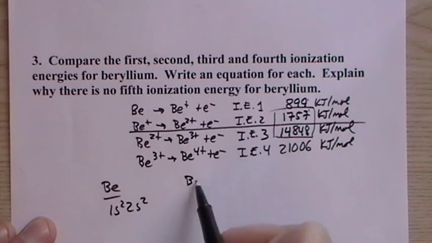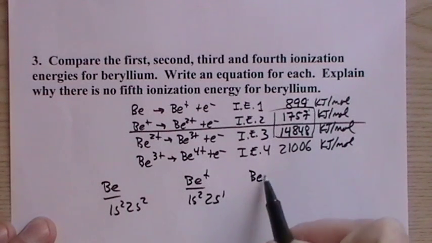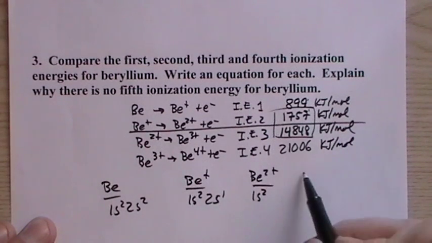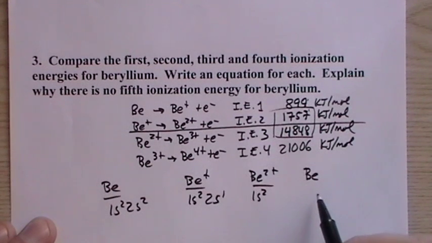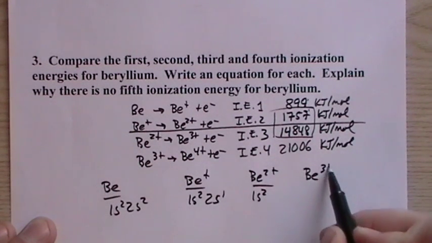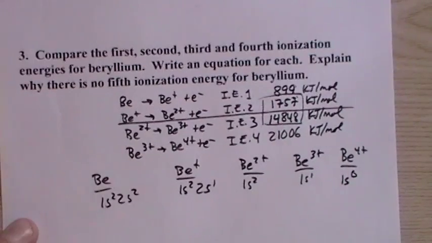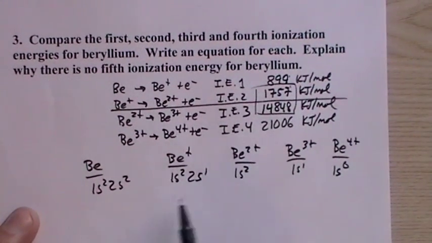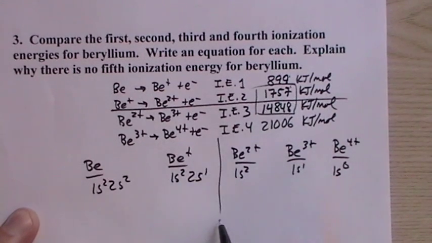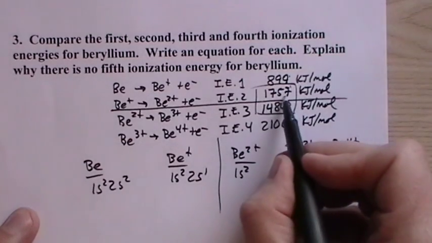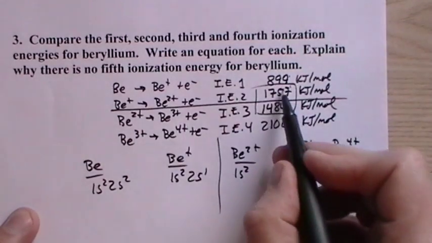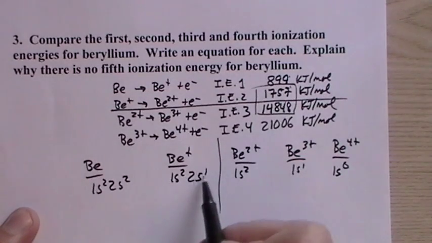So Be+ is 1s2, 2s1. And then Be2+ is 1s2. And then Be3+ is 1s1. And then Be4+ is 1s, I guess you could say 0. There's nothing there. Normally you wouldn't do that. But between here and here we have a jump, and that's due to losing all of the valence electrons.